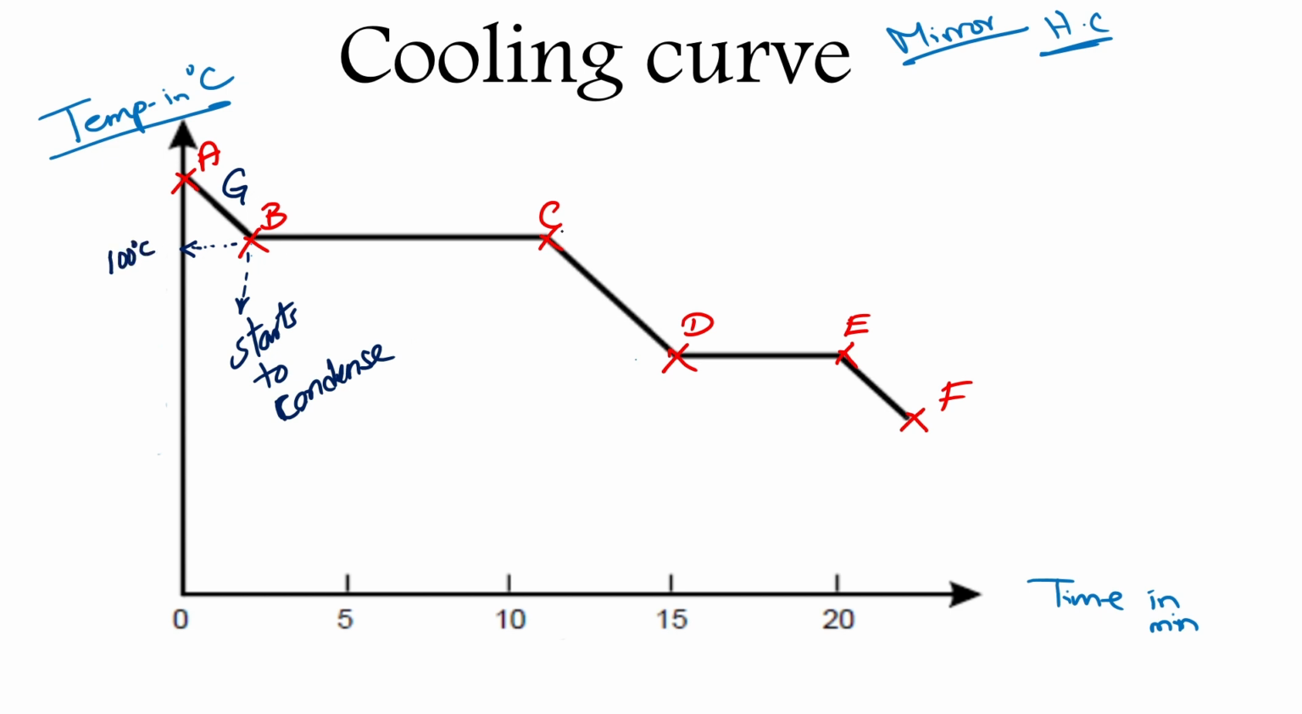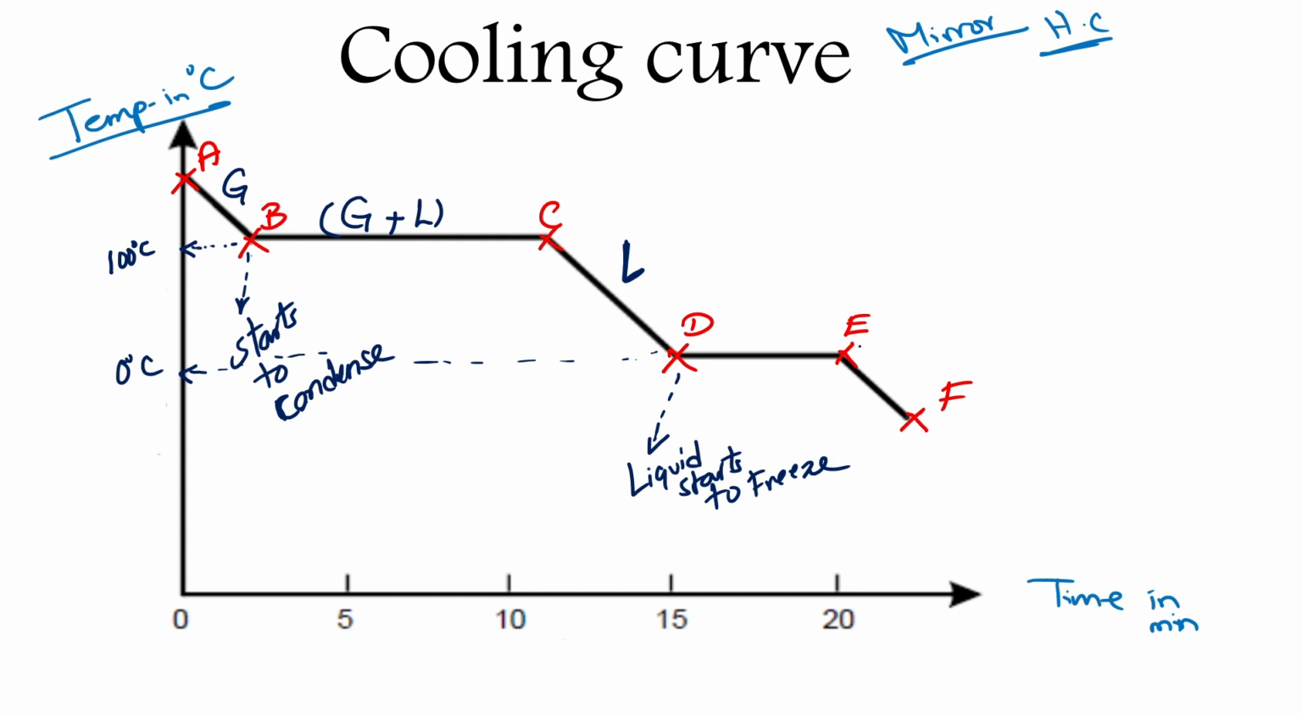From B to C, the temperature is constant. The energy lost is used to build up the intermolecular forces of attraction. Between B and C, you'll find a mixture of a gas and a liquid. From C to D, the temperature decreases, and at D, the liquid starts to freeze. So this is the freezing point of water.